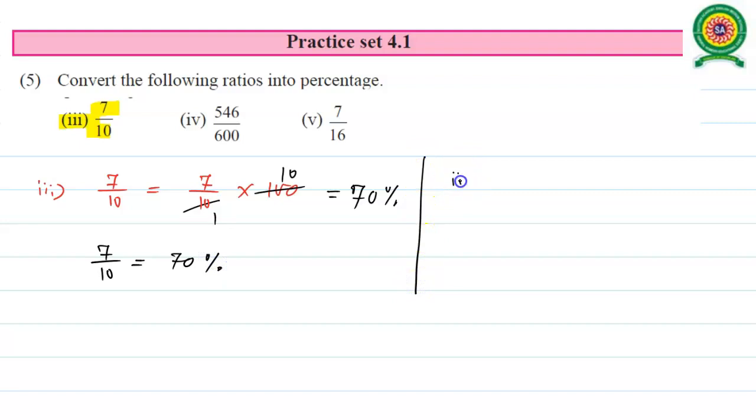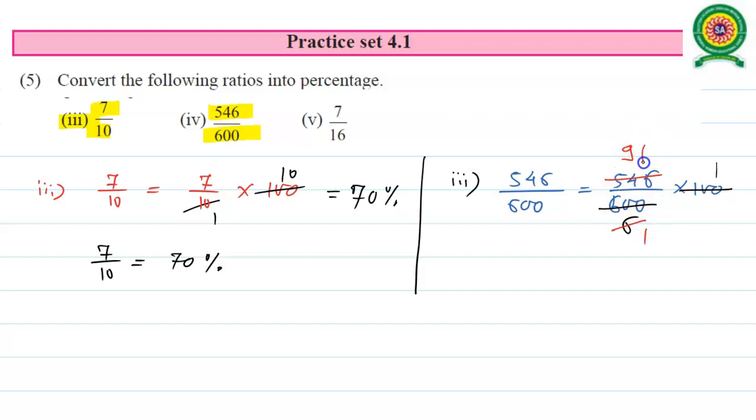Now look once carefully at the fourth sub question. We have 546 divided by 600, and we have to convert it in terms of the percentage. While converting it in terms of the percentage, we have to multiply it with 100. So we get 100 ones are 100, 100 sixes are 600. Now 6 ones are 6, 6 nines are 54, and 6 ones are 6. So 546 divided by 600 is equal to 91%.